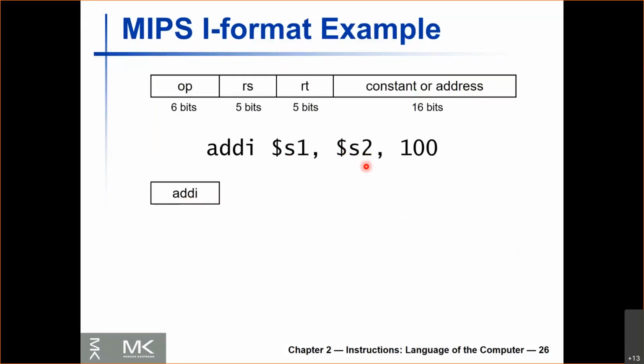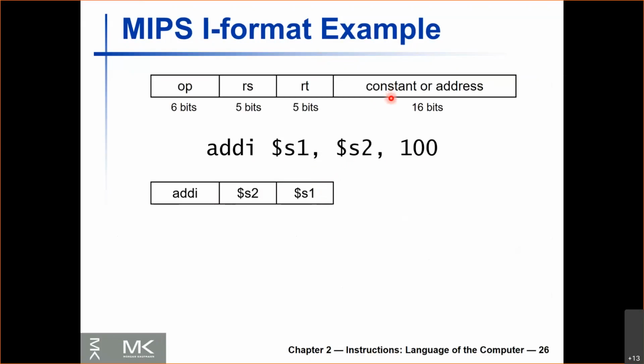Okay, the source register, this here means S1 equals S2 plus 100. So S2 is going to be my source register. So S2 is going to go in RS. And S1 is going to be my destination register. So for add immediate, RT will be used as a destination register, and S1 will go in RT.